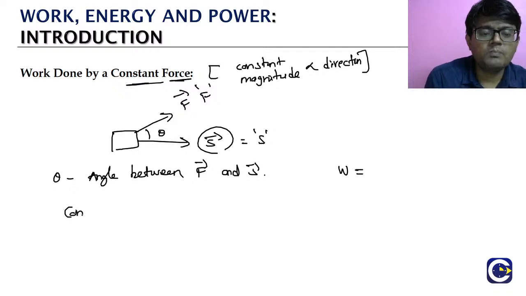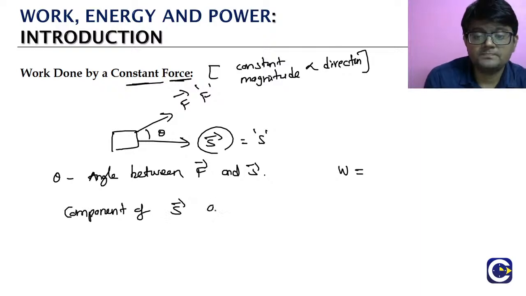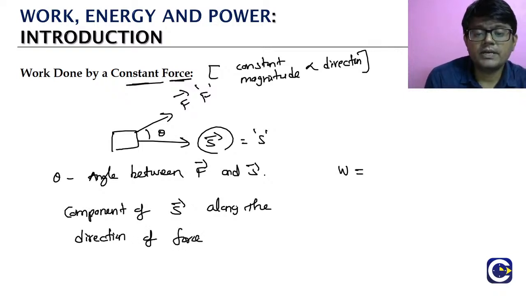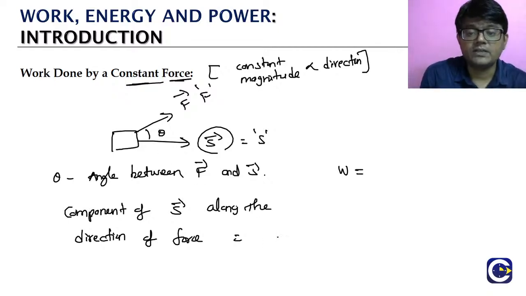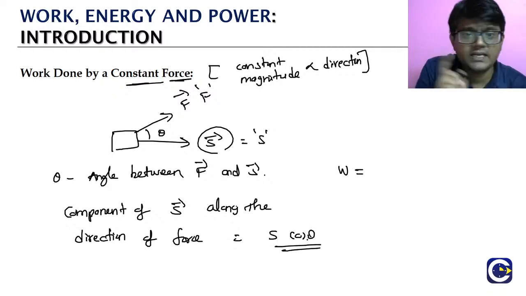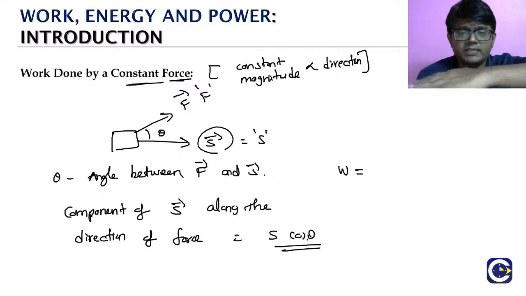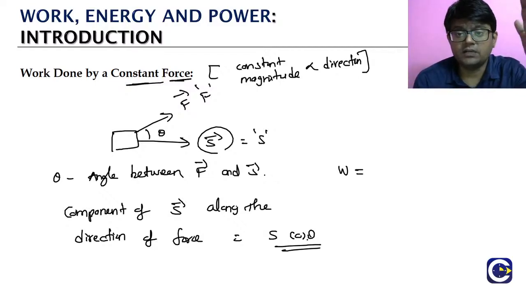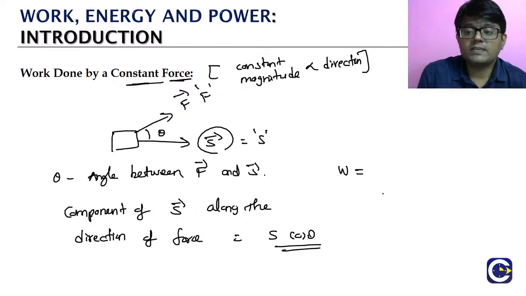Now look at it. The component of displacement vector along the direction of force. What is the component of the displacement vector along the direction of the force? Look at it. What is the angle between the two directions? Theta, right? So what will be the component of the displacement? S cos theta. This is something that we already learned in the vectors. So displacement is like this. It is making an angle theta with the direction of the force. Means the component of the displacement in the direction of the force is S cos theta.